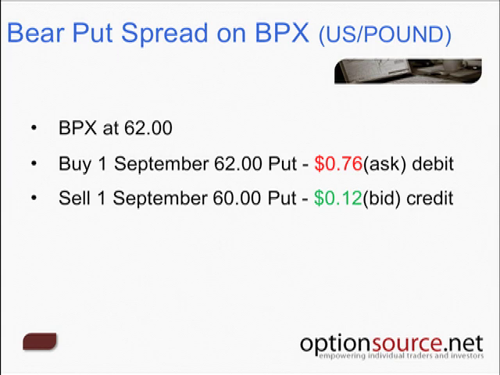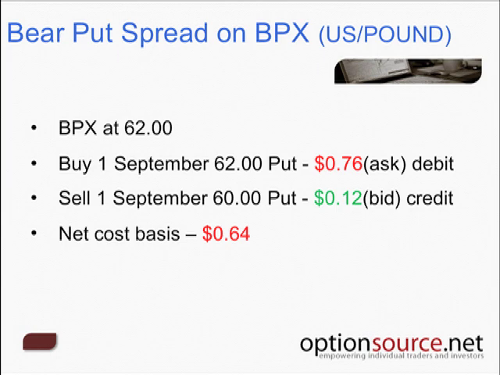Now, in order to offset some of that cost, I can go out and take a look at the September 60 strike puts, and I can see that there is a bid price of 12 cents. So the market maker is really saying, if you want me to buy this option from you, I'm going to pay you right now 12 cents per contract, or $12 per contract. So that is actually the bid price, and that becomes the credit that I receive into my account. So with that in mind, what we've done is we've lowered the net cost basis of this particular trade from 76 down to 64.